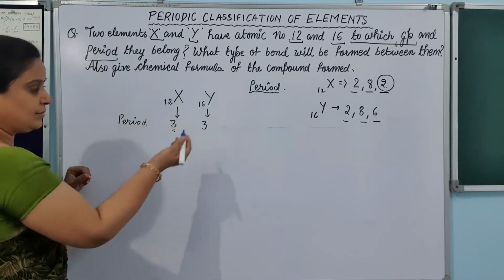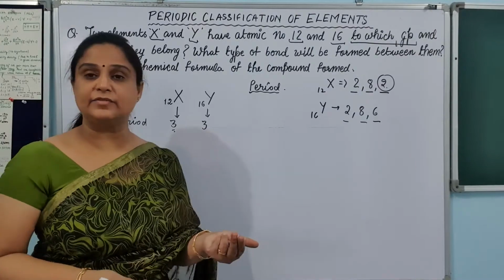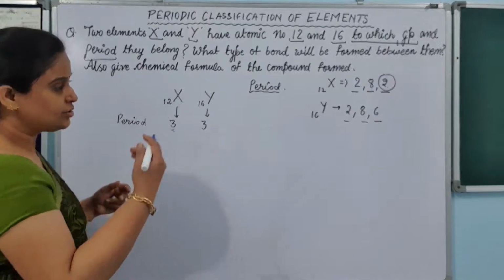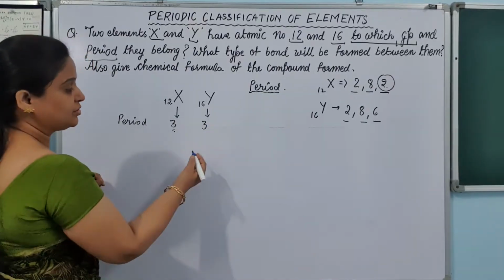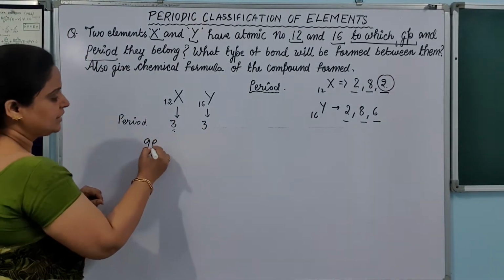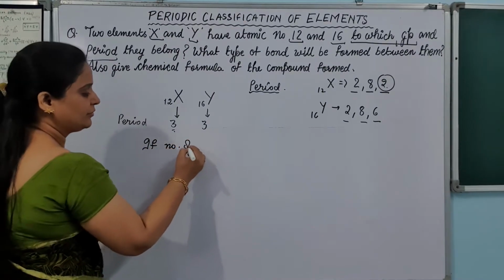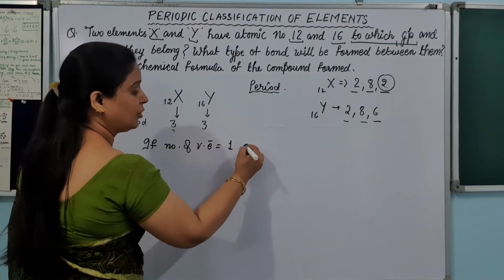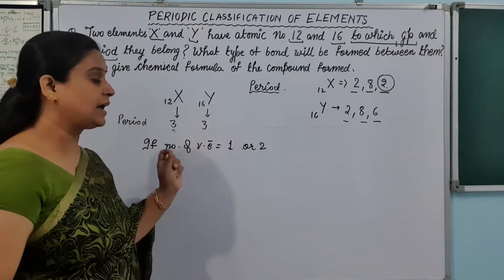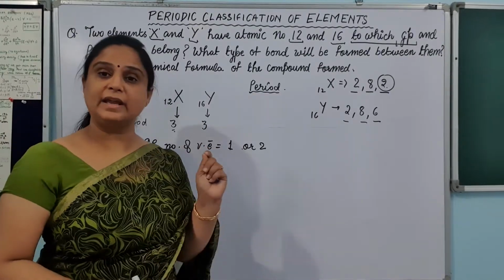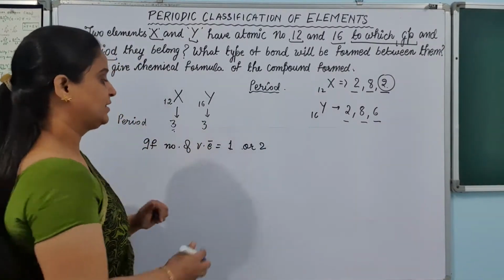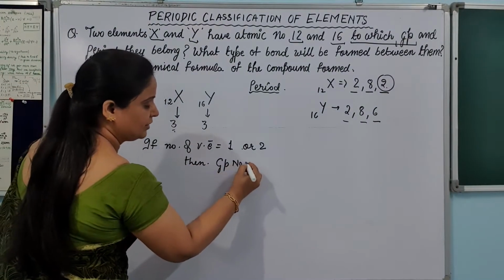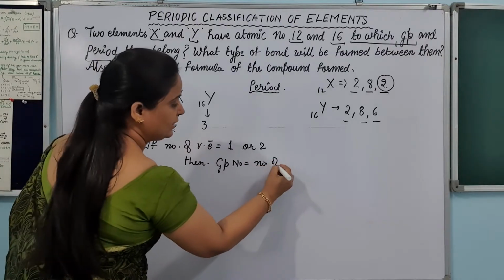So let's see. I am giving you the formula. You can apply that formula to any of the elements. You can get the group of it. So write down the formula first, so that you can apply it to any of the elements. So the formula is, write it down, if the number of valence electrons equals 1 or 2, मतलब अगर आपके एलिमेंट की वैलेंस शेल में एक इलेक्ट्रॉन है या 2 इलेक्ट्रॉन है, then the group number will be equal to the number of electrons.